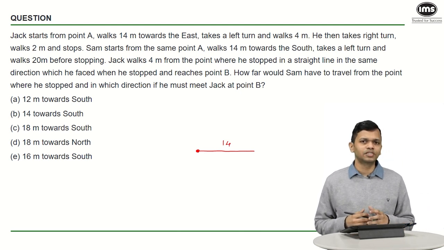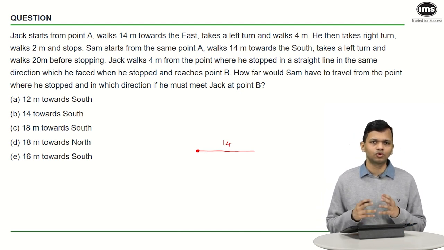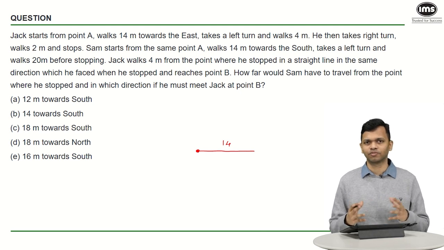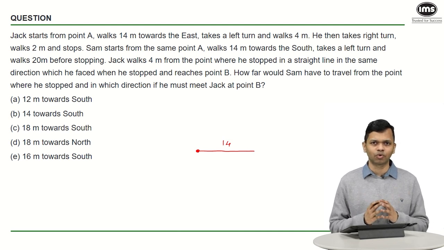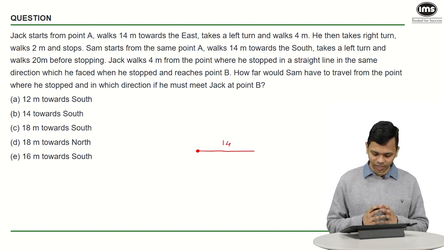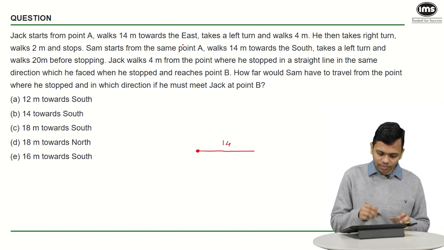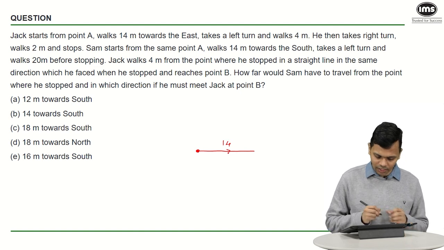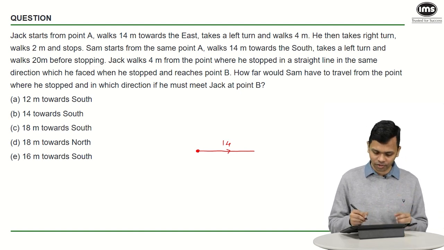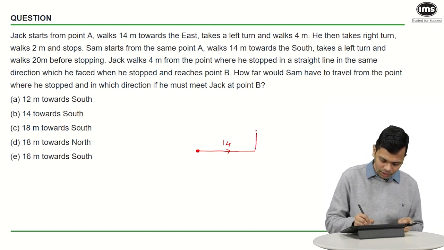Now one of the important things when you're solving directions question is to draw things proportionately. You don't of course have a ruler with you, but an approximate estimation in terms of what is symmetrical or what is in scale is something which is very important. So he walks 14 meters towards east and takes a left turn. Now for somebody who is going in this direction, once that person takes a left turn, it is going to be in the north direction.